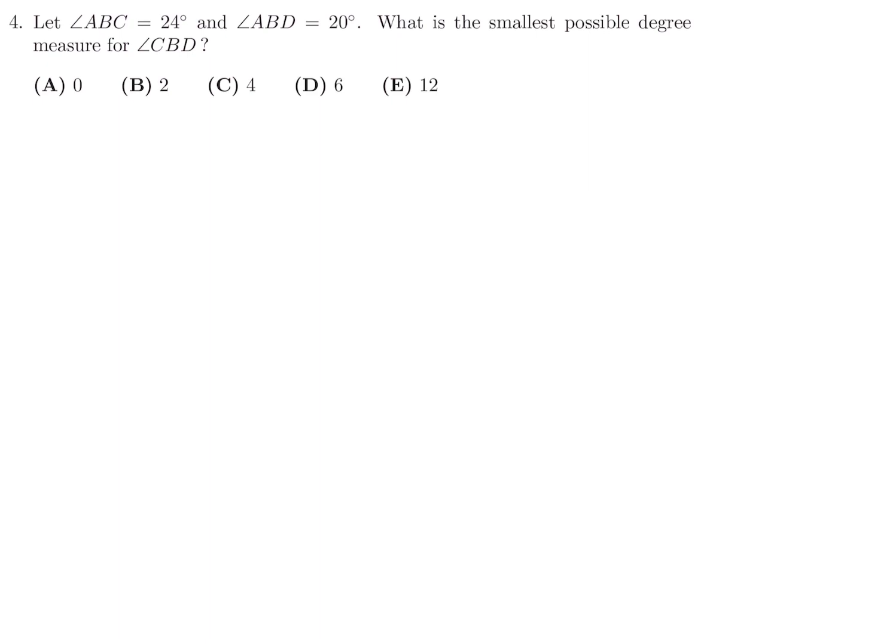Let angle ABC equal 24, angle ABD equal 20. What is the smallest possible degree measure for angle CBD? Well, let's draw these, A, B, and C. So let's label this. This is some angle A, B, and C. And then we want to draw another angle, and this one is ABD. So ABD, and that is 20. So approximately something like this, where that is D.